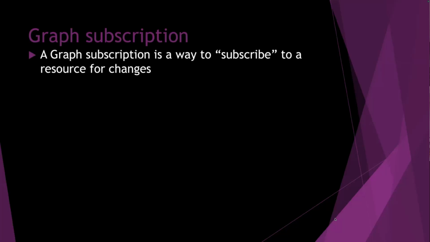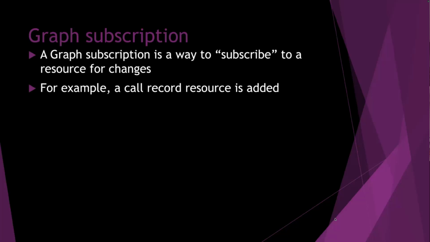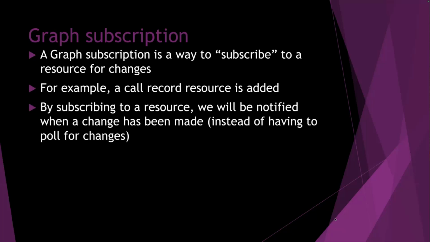So a Graph subscription is a way to subscribe to a resource. In this scenario, the resource is a call record. So effectively, every time a resource is updated or created or deleted, we are subscribing to that change. And by subscribing, it means we're not having to poll for changes or scrape for changes to see has anything changed in the last 10 seconds. It's more you tell us when something's changed, which is obviously a much better way of approaching the scenario.